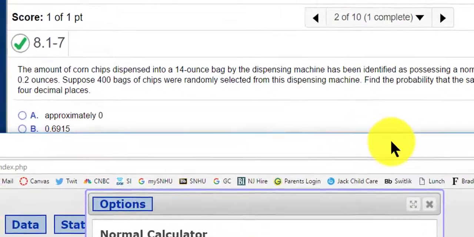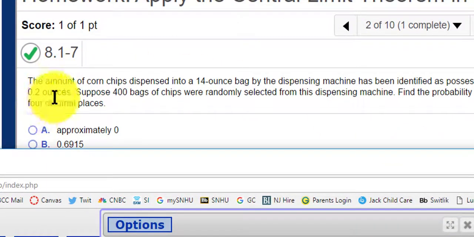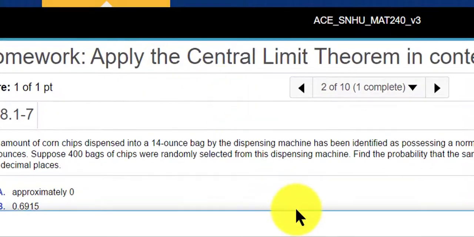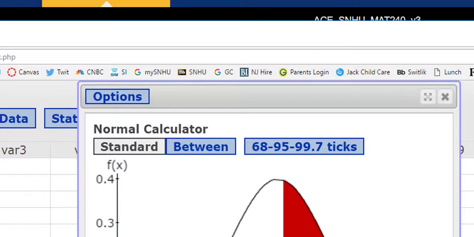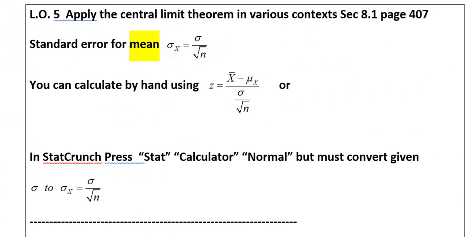Now, the standard deviation is 0.2 ounces. However, we can't use that, right? We're trying to apply the central limit theorem. So the standard deviation would actually be the given standard deviation divided by the square root of the sample size. Our sample size was 400, so we would have to do 0.2 divided by the square root of 400.